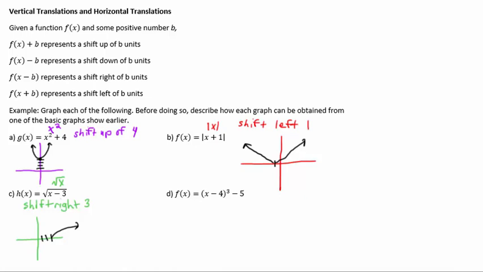And D, it's got a kind of a complicated thing going on because our parent function is the cubic function. We're doing something inside of it and outside. So outside of my parentheses or my grouping, I take it as is. That's a negative 5, so I shift down 5. But inside that negative 4, since it's inside, we change the sign, which means that it's going right 4.